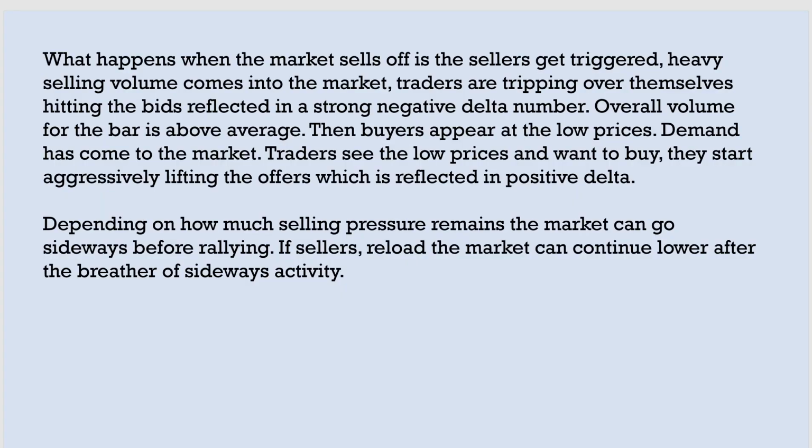Now, what happens when the market sells off is the sellers get triggered, right? Heavy selling volume comes into the market. Traders are tripping over themselves, hitting bids, and it's reflected in a strong negative delta, right? Overall volume of the bar is above average. Then the buyers appear at the low prices. Demand has finally come into the market. That's what's going to arrest a move lower is demand. And oftentimes you're going to see it with the volume on the bid side. That's why everyone talks about divergences, the order flow divergence, positive delta at a low.